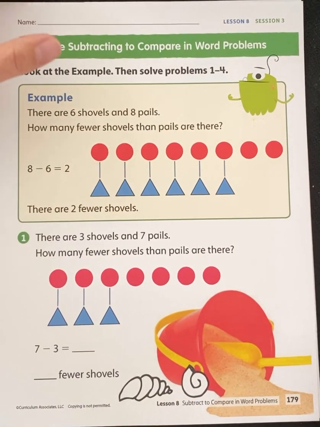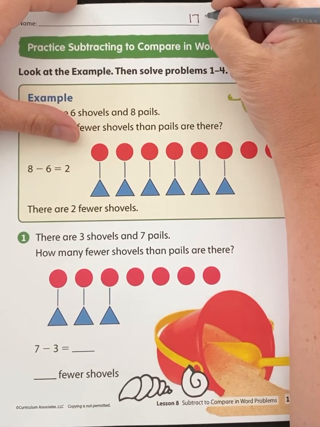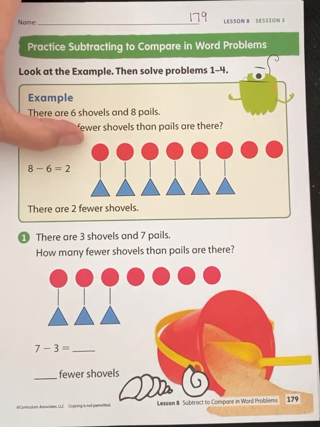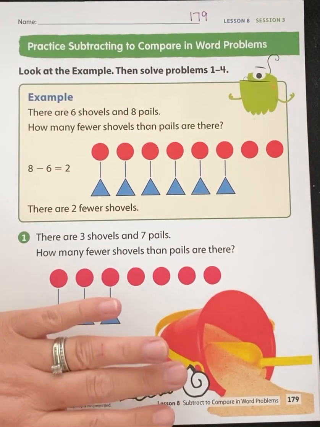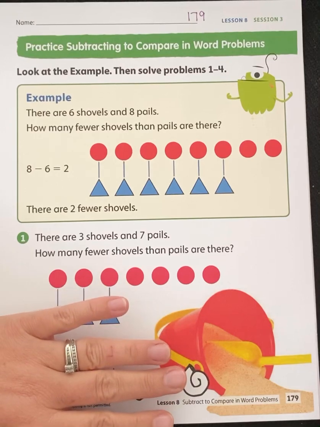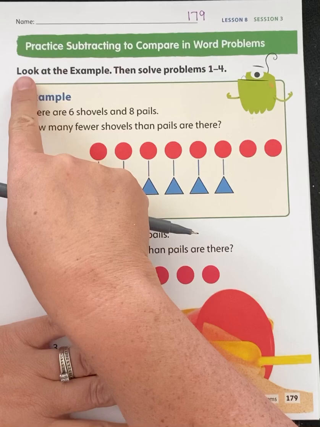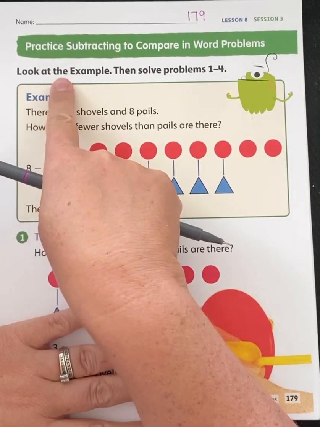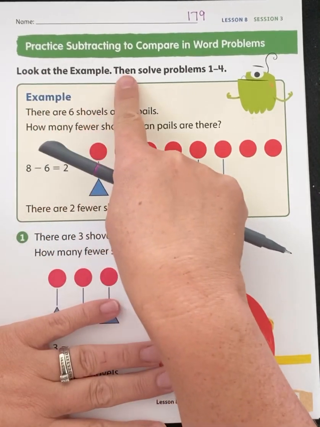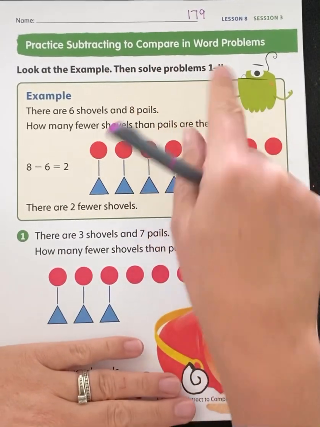Lesson 8, Session 3, page 179. In this lesson, we are learning how to compare to subtract in word problems. Put your finger under the word look. Look at the example. Then solve problems 1 through 4.